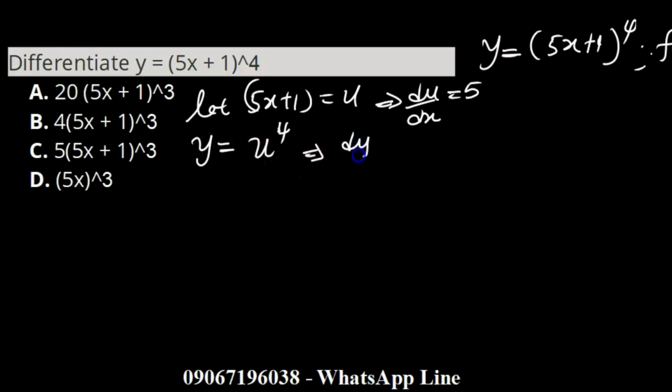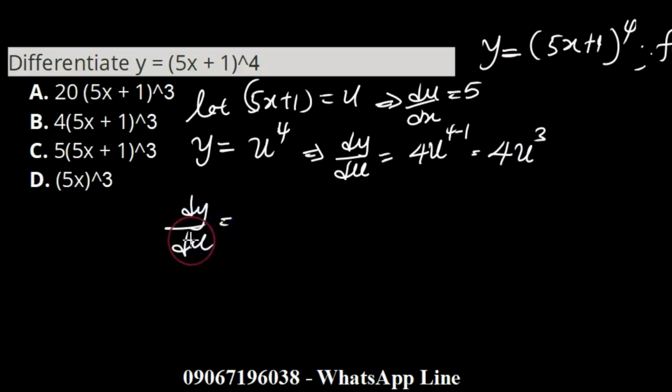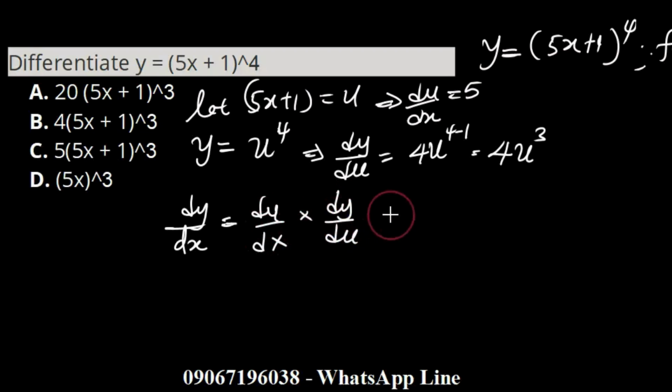So my dy over du is going to give me 4 times u to the power 4 minus 1, so that's going to be 4u raised to the power 3. Now, using function of a function, my dy over dx is going to give me du over dx times dy over du.